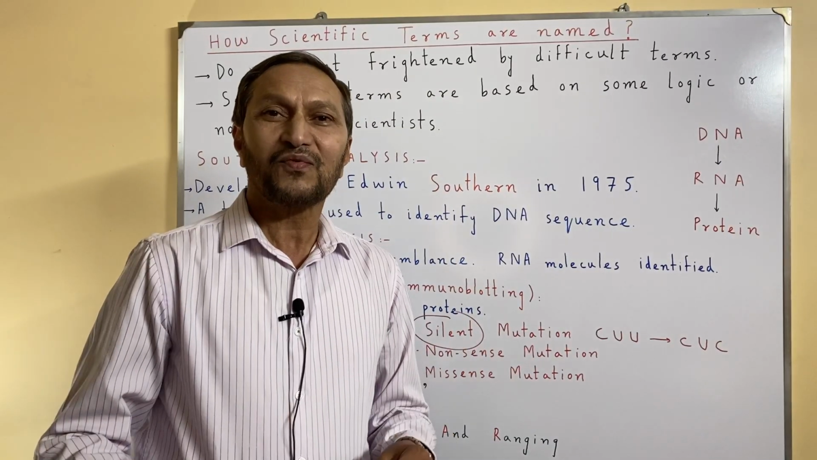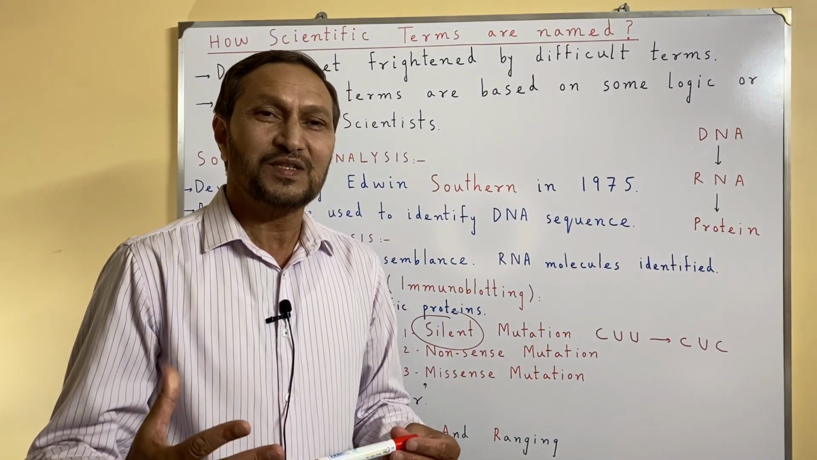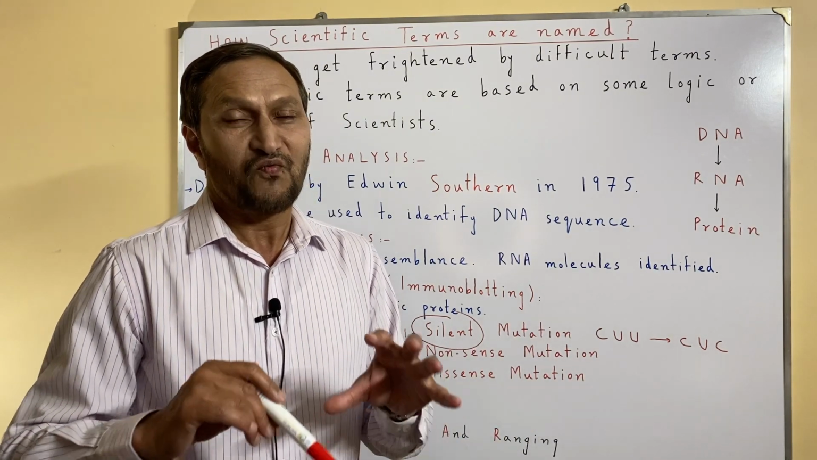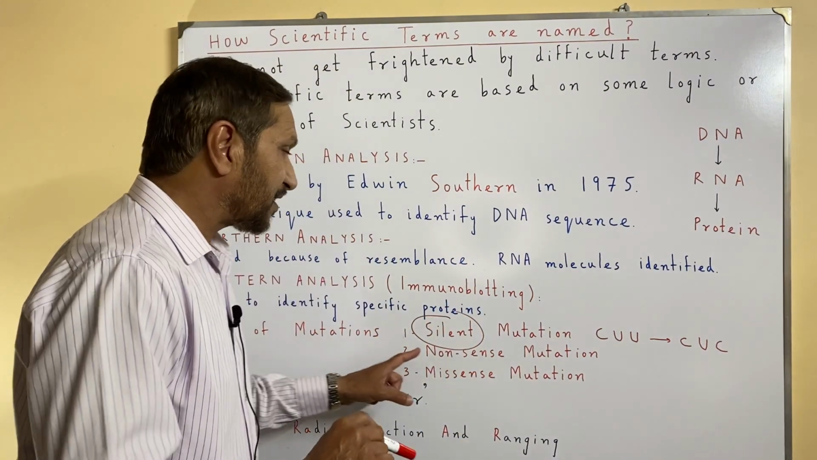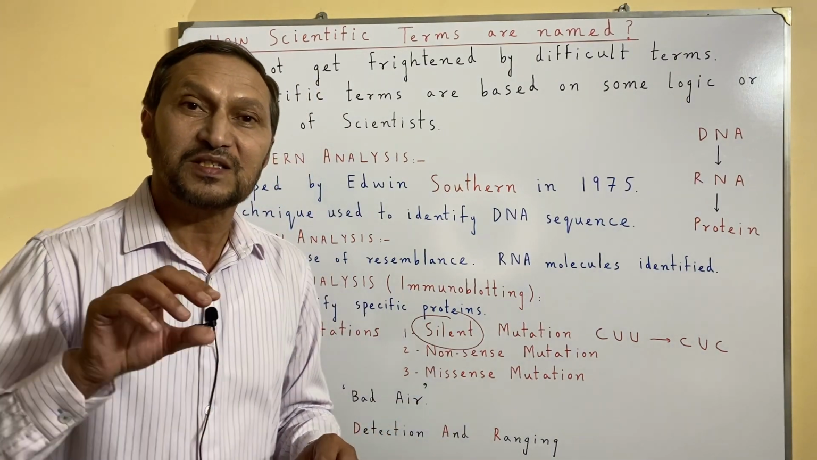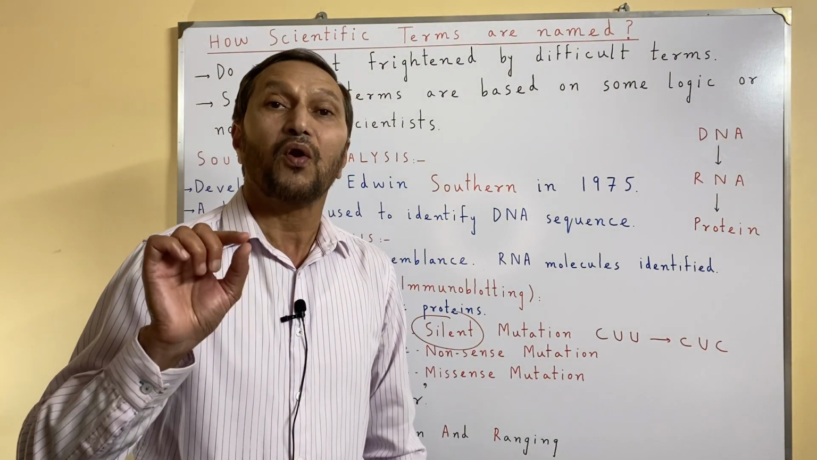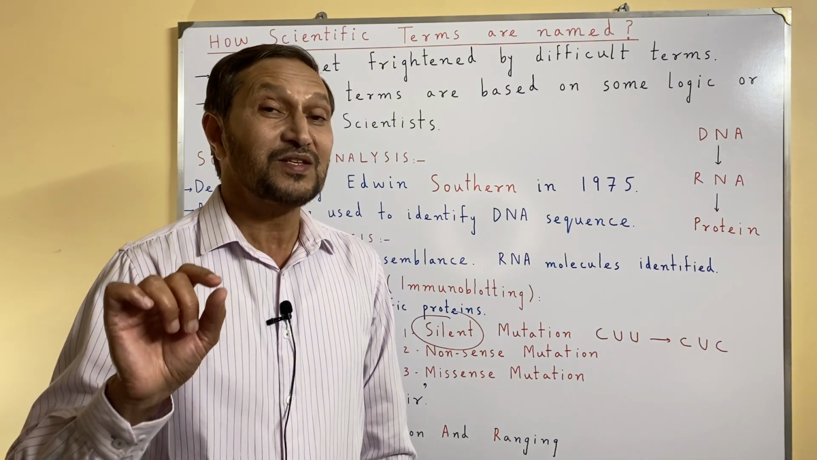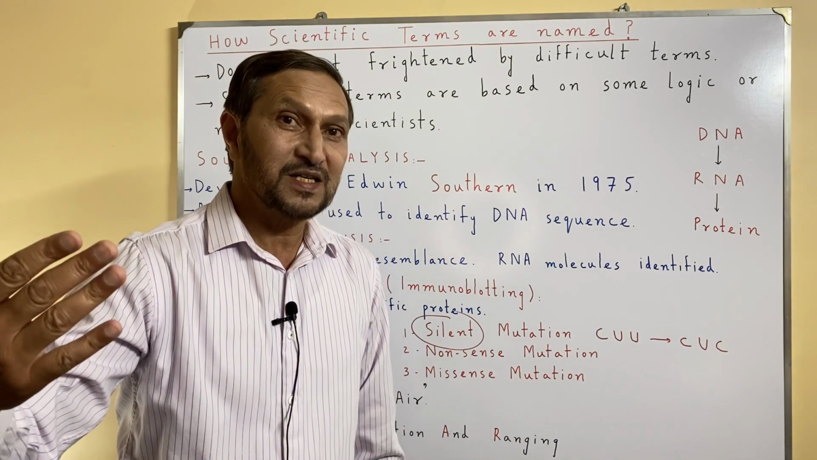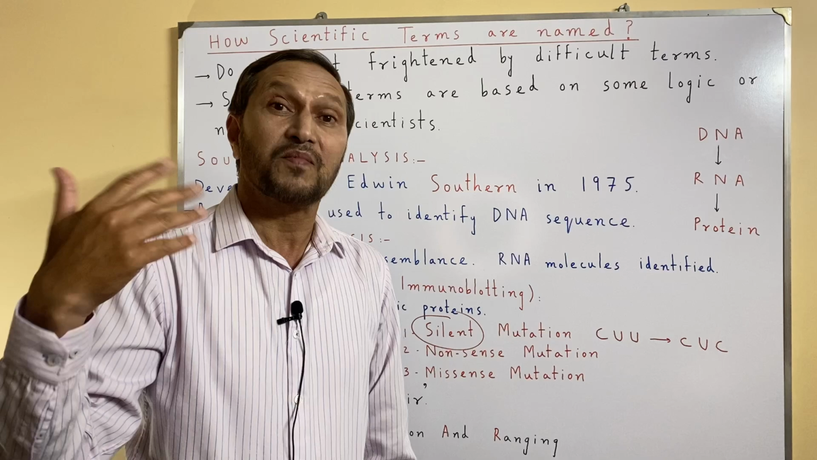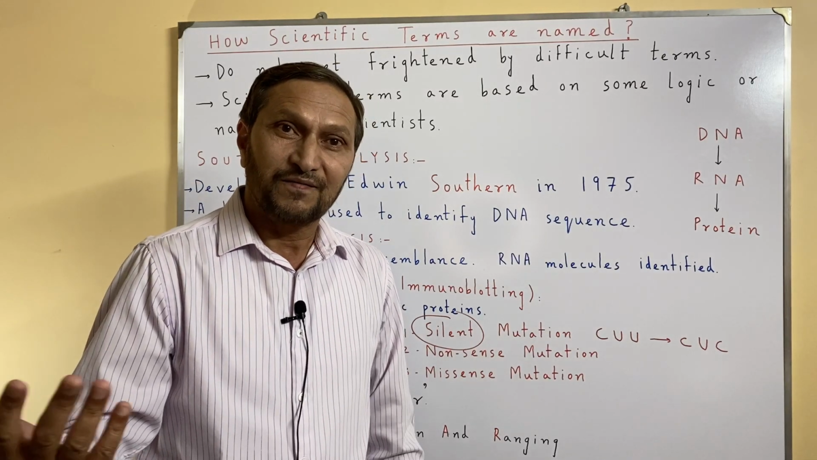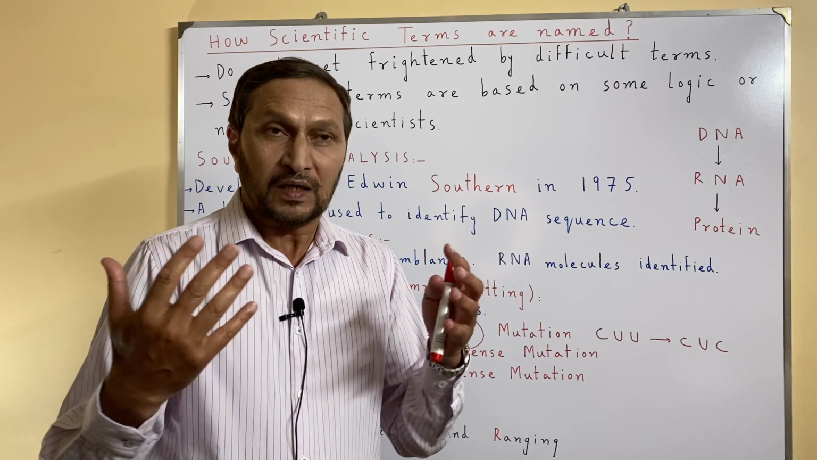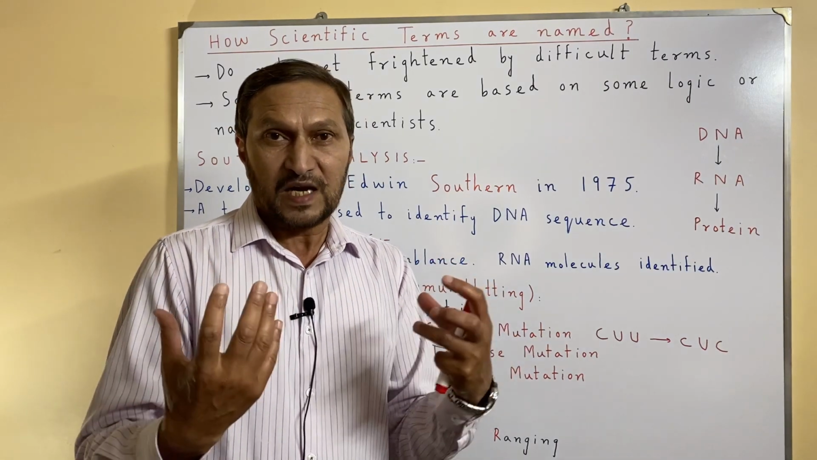The example of nonsense mutation is the CFTR protein. When nonsense mutation takes place, it results in the formation of a non-functional CFTR protein, and this results in a medical disease, cystic fibrosis, in which the liver starts forming fiber type of material.